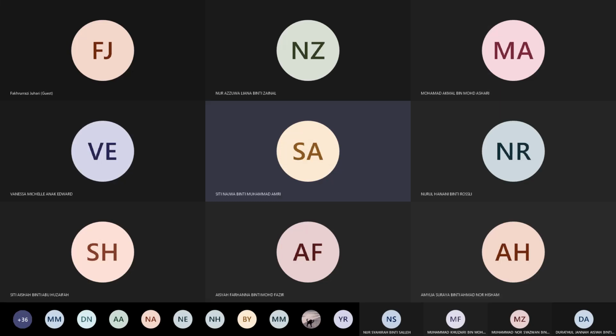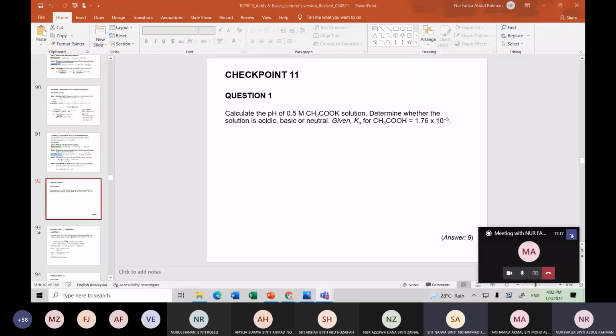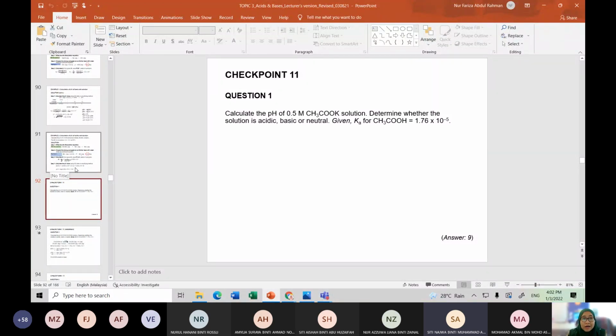Alright, so in yesterday's lecture, we learned about salt hydrolysis. We know that salt also has its own pH. So we have neutral salt, and we can also have acidic and basic salt.